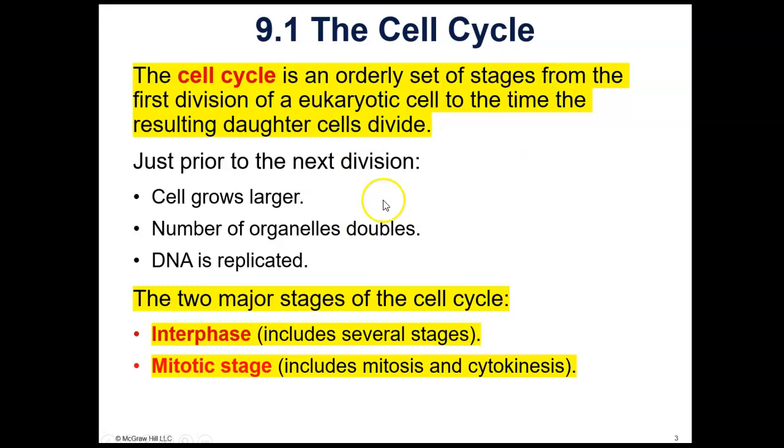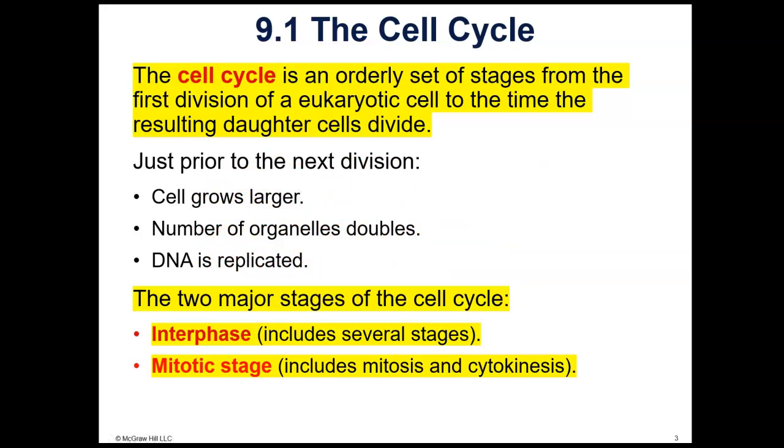Now, before a cell divides again, it's going to grow larger. It's going to double its organelles because each new cell will need a copy, and it's going to replicate or copy its DNA because, again, each new daughter cell is going to need a copy of the DNA from the parent cell. So these are things that are going to happen during the process before the next cell division.